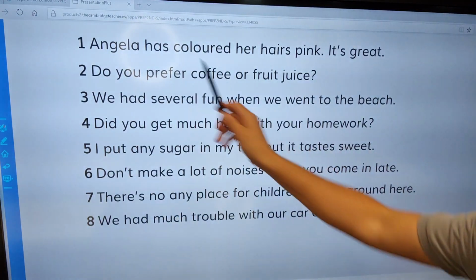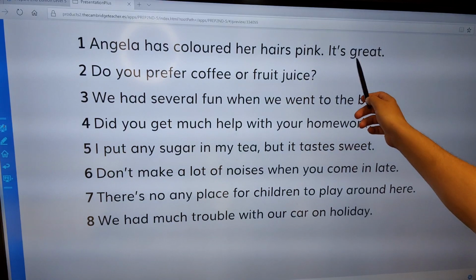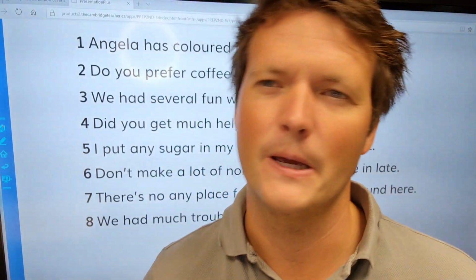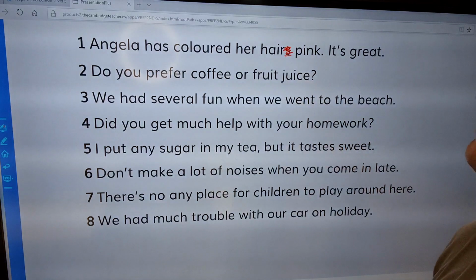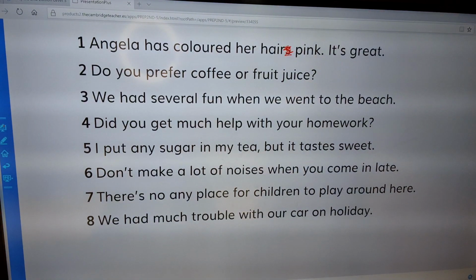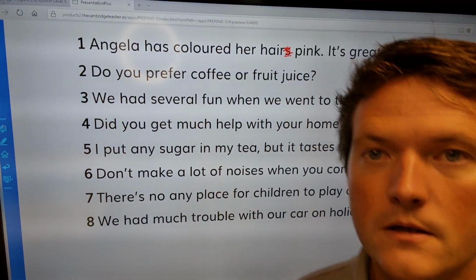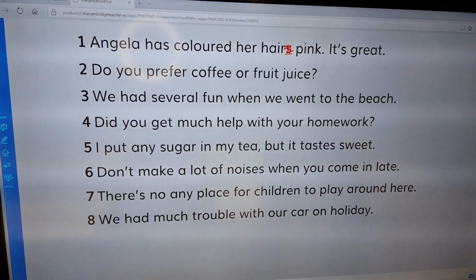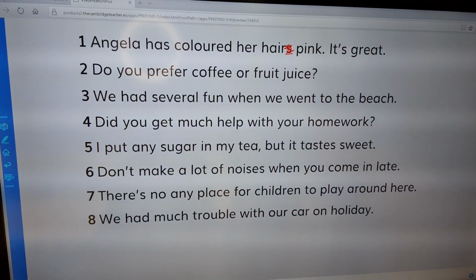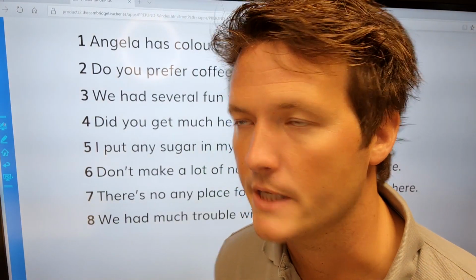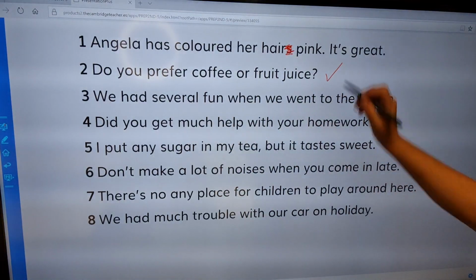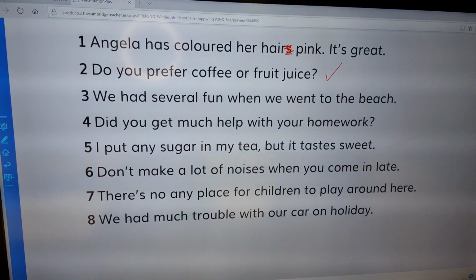So, Angela has coloured her hairs pink. Her hairs? What? Which ones? Just 3 or 4 of them? No, that doesn't make sense. Angela has coloured her hair pink. That makes more sense, I think. Number 2, it says, do you prefer coffee or fruit juice? Sounds good to me. So remember 2 of them are going to be correct.